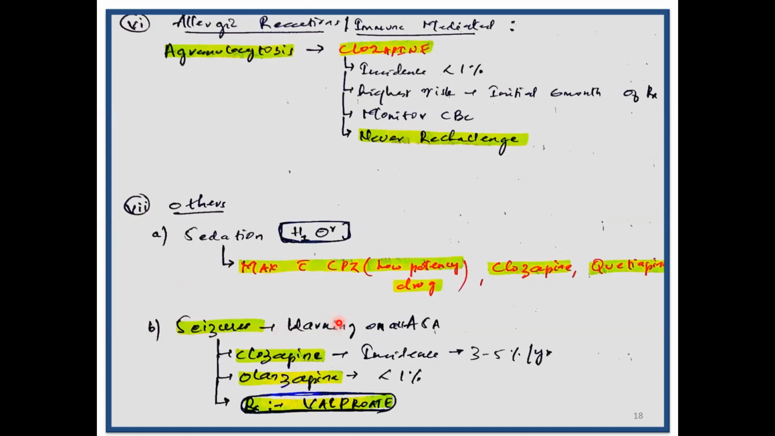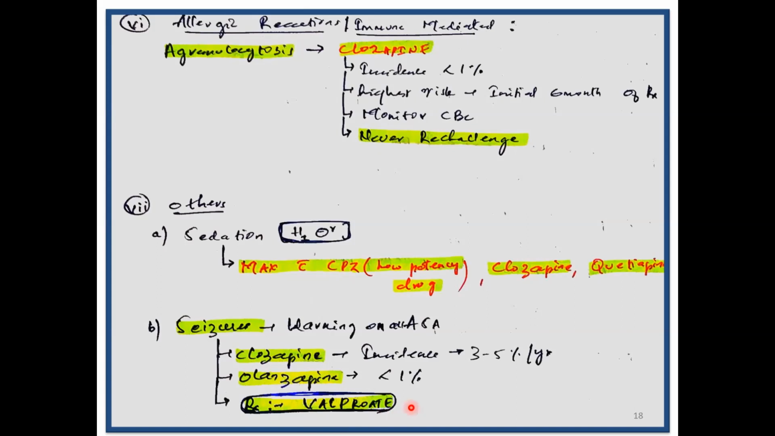Seizures: the US FDA warns for all the antipsychotic agents with seizure as a warning label. However, the tendency is mostly seen with clozapine, with an incidence of 3 to 5% per year, and olanzapine less than 1%. The mechanism is not clearly known, and the drug used for the treatment of drug-induced seizure, typically with clozapine, is valproate.